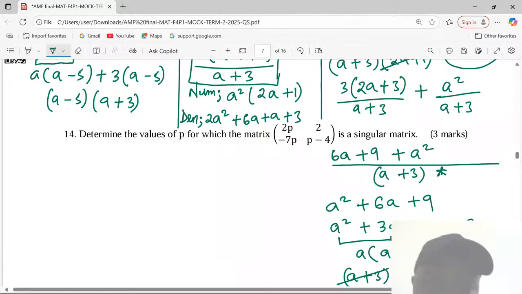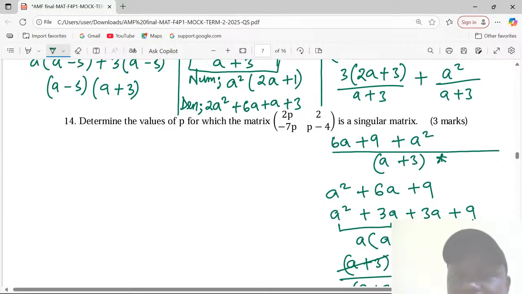Determine the values of P for which the matrix [2P, 2P; -7P, P-4] is a singular matrix. As a student who has covered the work, you're supposed to understand what a singular matrix is. A singular matrix is a matrix which has no inverse, and if a matrix has no inverse, then its determinant is equal to 0. If the determinant is equal to 0, we can get the value of P.